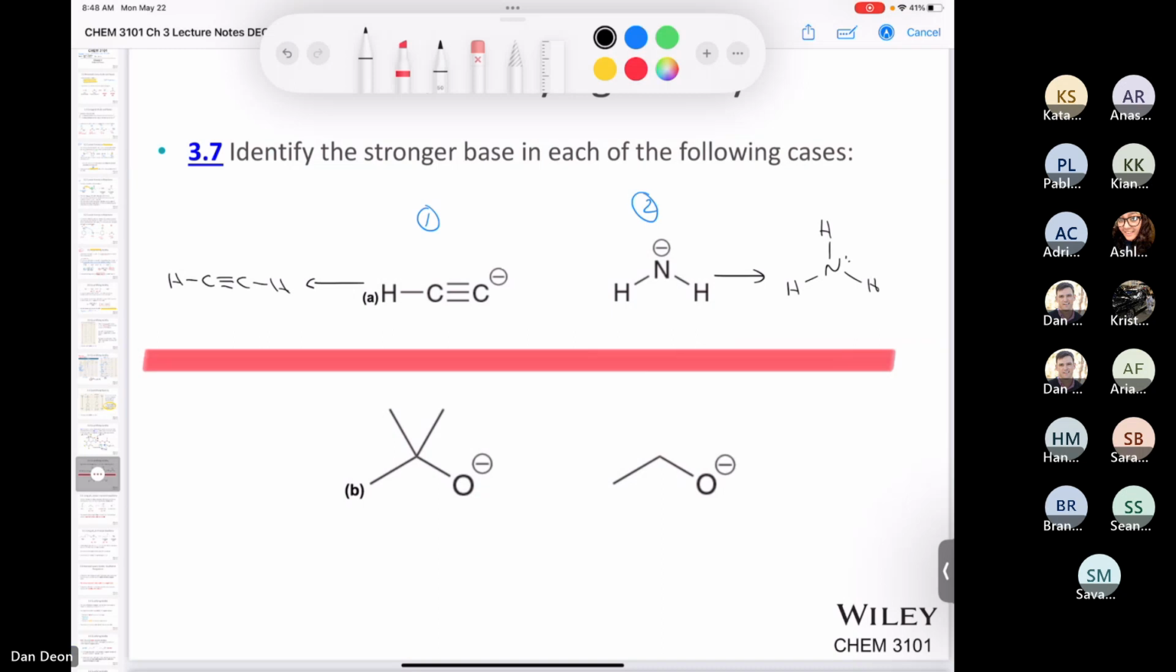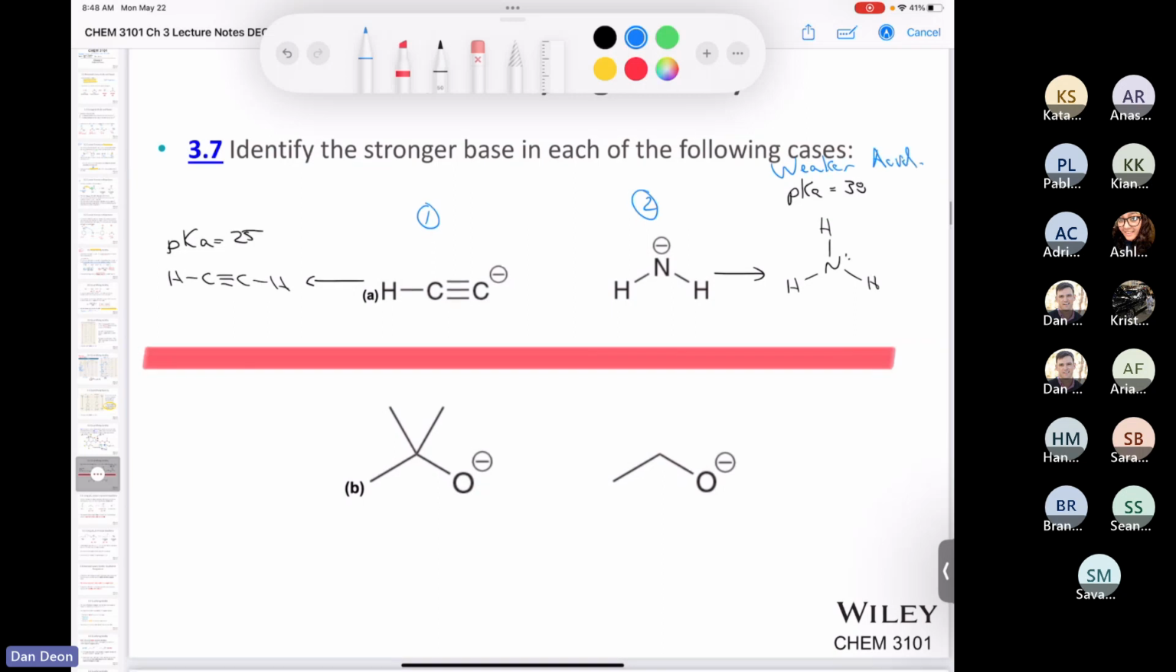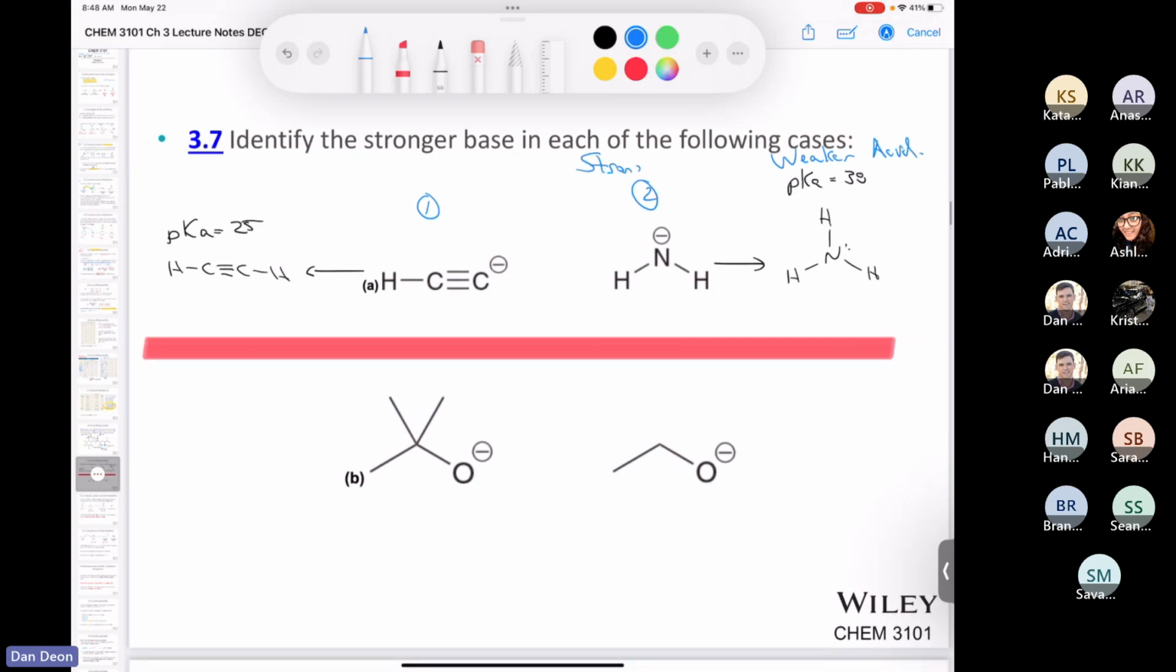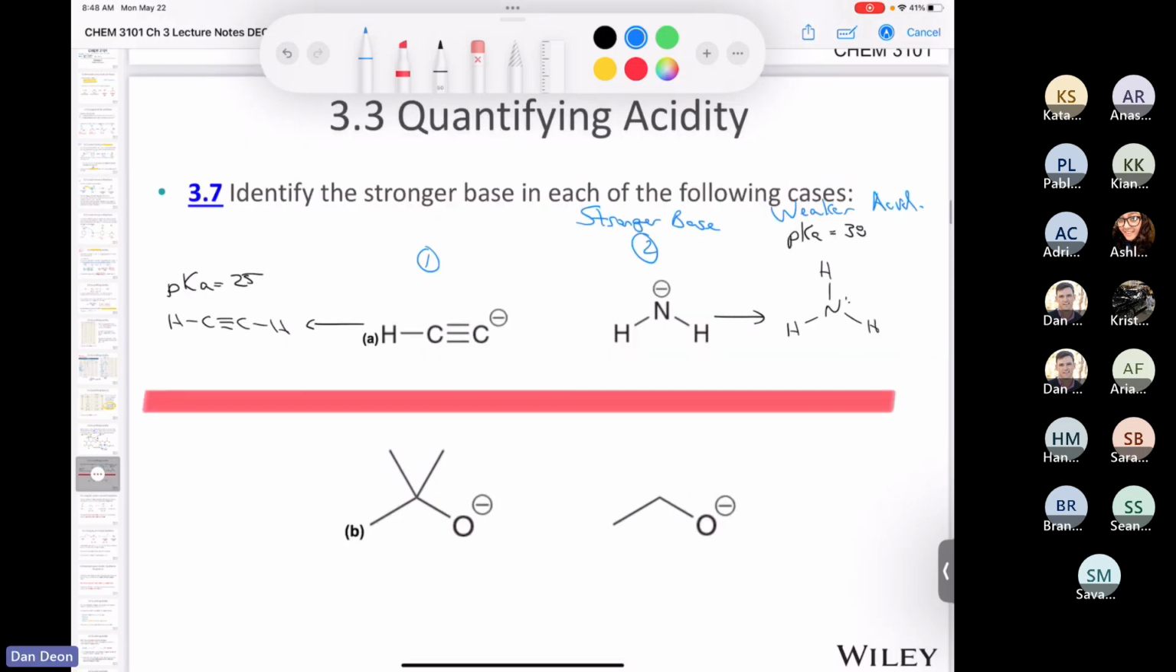Great. So now what we're going to do is we're going to look at the pKa's of both of those. And the pKa of the alkyne was 25, and the pKa of ammonia was 38. So which one of these is going to be a weaker acid, right? The one that's the weaker acid is the one with the higher pKa. And so if this one is the weaker acid, it's going to produce the stronger base, right? Because the weaker the acid, the stronger the base.